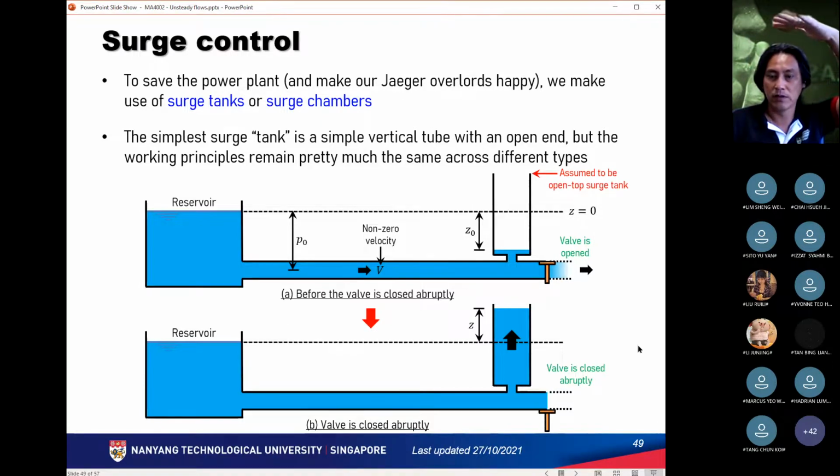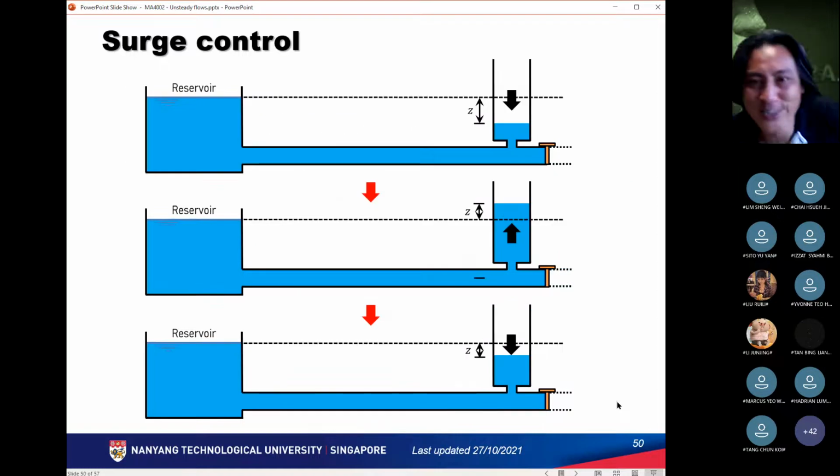Oh no. That's hilarious. Forget about the animation. So the water level is going to go up and hit a maximum level.